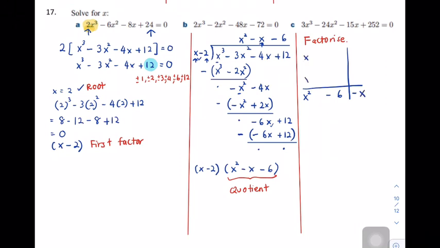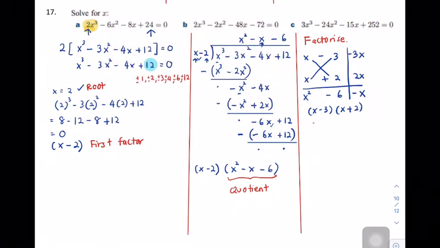So x squared is x times x. Negative 6, probably 3 times 2. So x times 2 is 2x, x times 3 is 3x. So 3x and 2x to become negative x, negative should be with 3x. So here negative and next one positive. So we have x minus 3 and x plus 2.